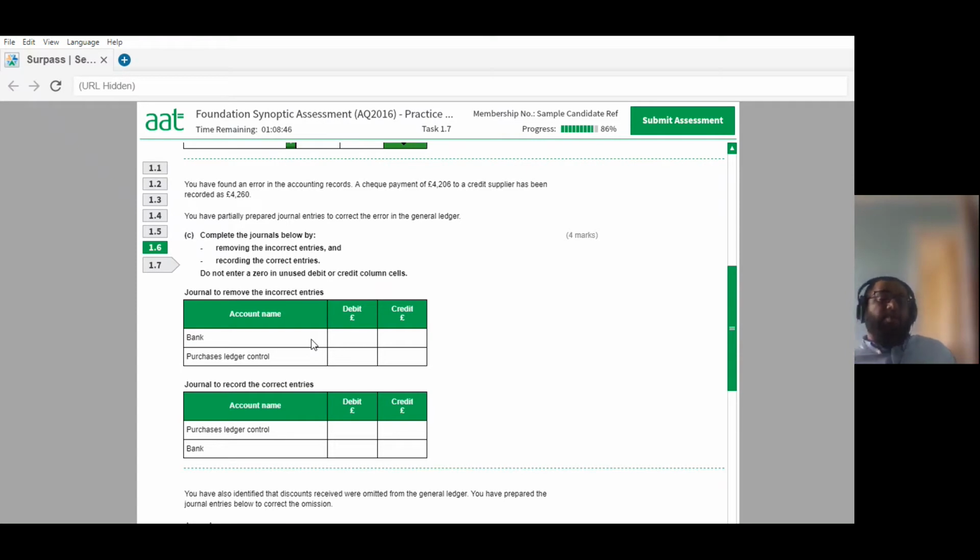But now to remove this incorrect entry, we need to make sure the account names are already here. So this payment of 4,206 recorded as 4260, this was originally a credit entry. Now we have to debit this 4260. So this will be removed from the account. And similarly, PLCA will have something on the debit side. So this will be removed as well.